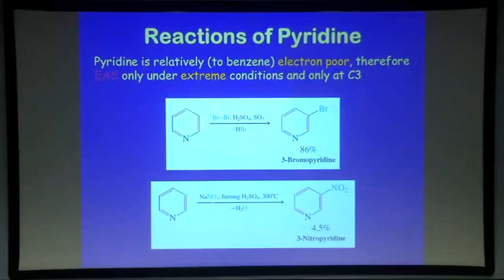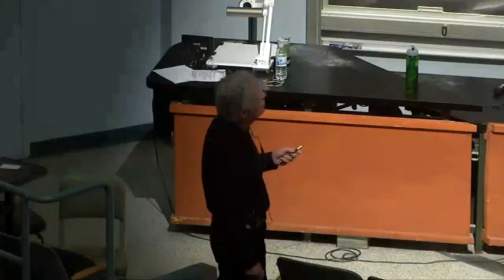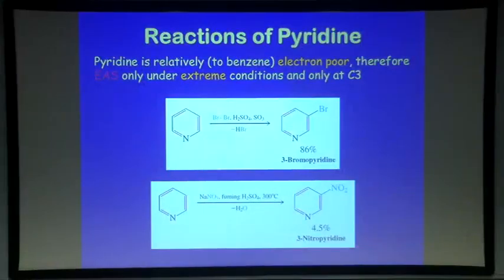But then you can look at the corresponding nitration, which was done here. I mean, you can do nitration with nitric acid. That doesn't work at all. In order to get some nitration, in this paper, they use sodium nitrate and fuming sulfuric acid at 300 degrees. Okay? Under these conditions, you get HNO3 and then NO2+. Okay?